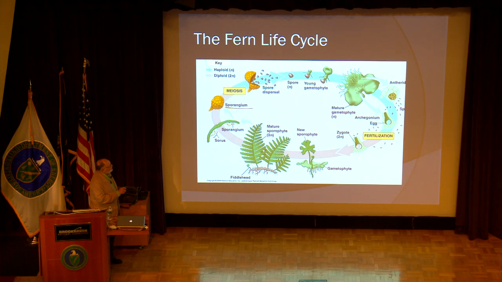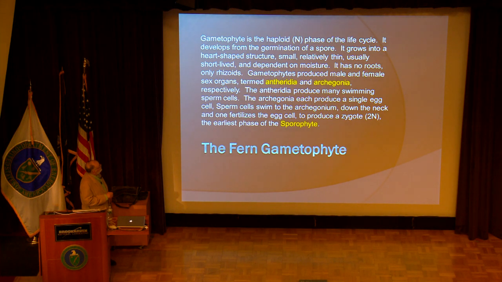They don't have roots. They have rhizoids, which absorb water and minerals, and they produce male sex cells in antheridia and female sex cells, the egg, in archegonia. Fertilization occurs by the sperm cells swimming down the neck of the archegonium to produce a zygote. The zygote continues to undergo mitosis to form a new sporophyte, still sitting in the gametophyte, okay? And that's the life cycle. Not too bad.